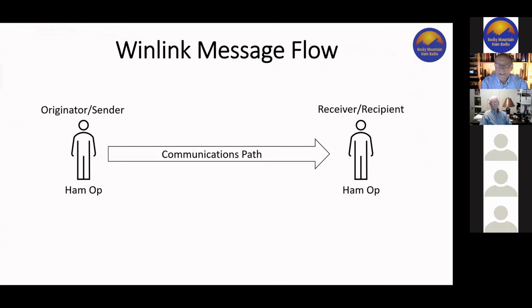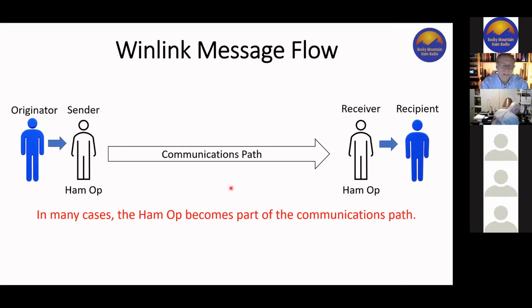So let's look at this Winlink message flow as a whole and step back and get away from the nuts and bolts within the software and just look at it as a big picture. A message flow is really simple. You have an originator who wants to send a message to a receiver. No problem. That's pretty simple. We all understand that scenario.